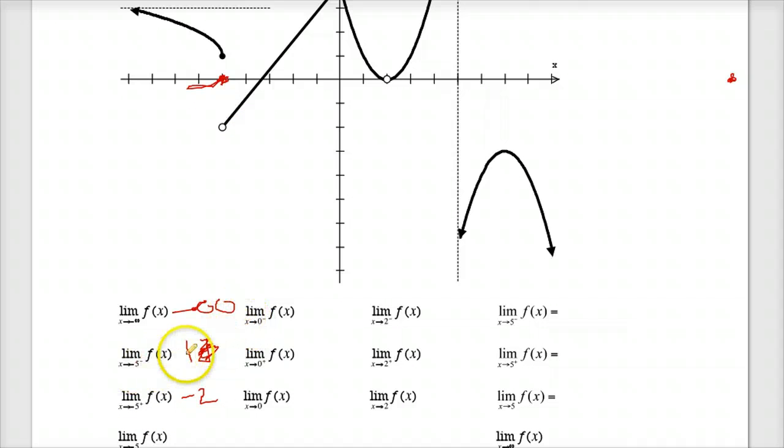Now, from the left is 1, and from the right is negative 2. Do you see how these don't match? So the limit does not exist. So for does not exist, I'm going to write D and E. Very sloppily.